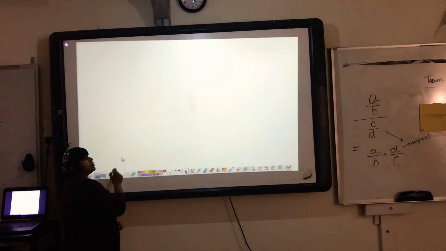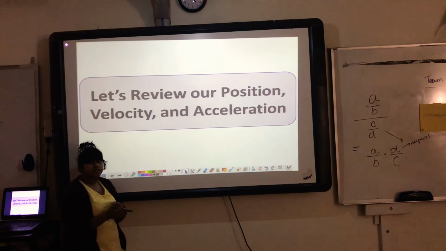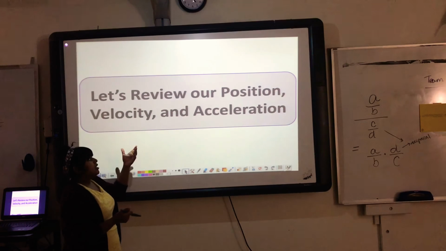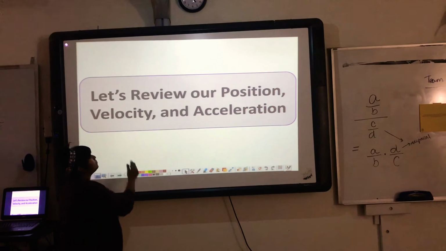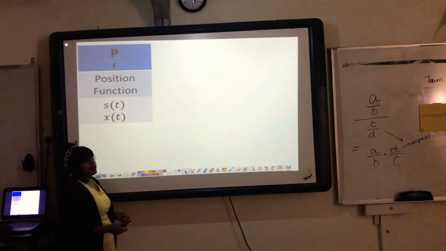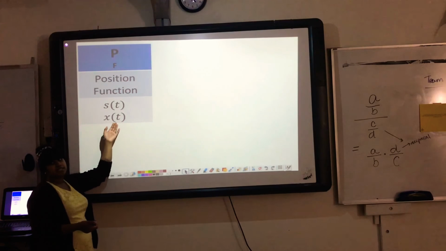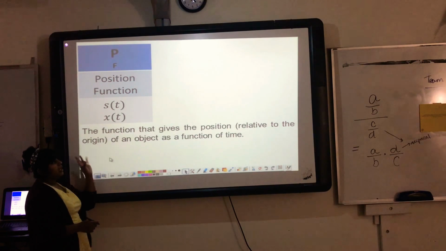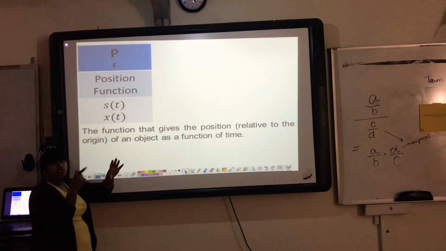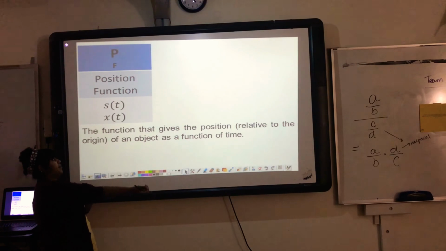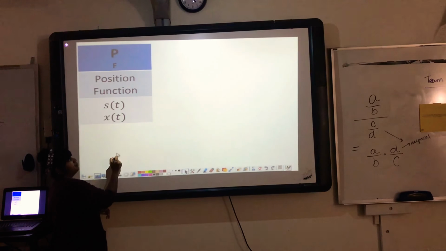All right, moving forward, let's go on to reviewing our position, velocity, and acceleration. Some of these will be old slides that you've seen before, but really we just need to be talking about these very briefly, very quickly. So, we know that position can be represented as s of t and as x of t. Position is simply the function that gives an object's location as a function of time. It's just your particle along your x-axis or whatever relative to your origin.